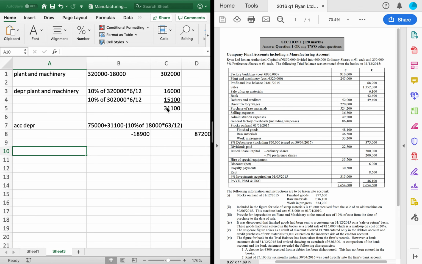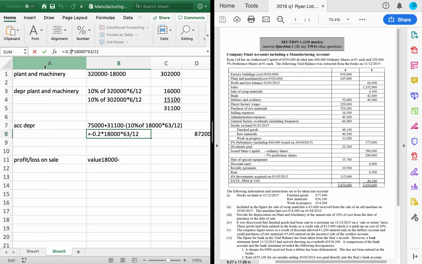Okay, so then as always, anytime you sell an asset, you have a profit or loss on the sale of that asset. So the value is what it cost, 18,000, minus its depreciation. That 18,900 has to be wrong, sorry. Just change that.